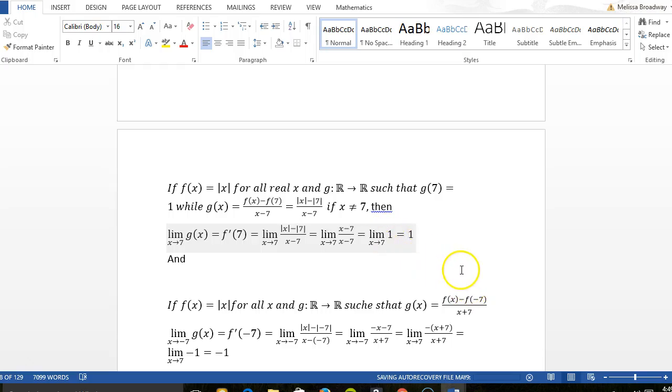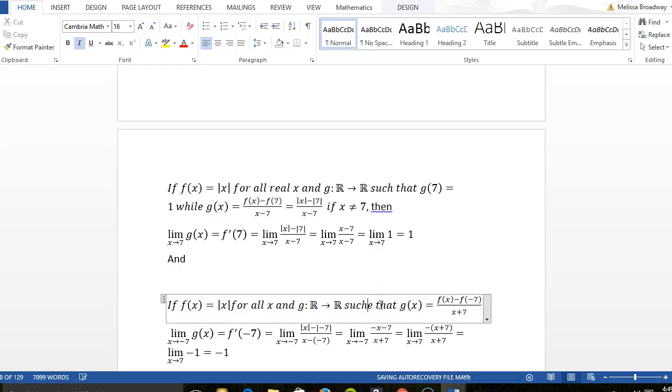We'll just go down here, and this will take care of that. If f of x equals absolute x again for all x, and if g is a function, and my ability to spell went away from me on that one. So if g is a function, now we're going to define g a little bit differently. It's going to be f of x minus f of negative 7 over x minus negative 7, which is x plus 7. I just went ahead and abbreviated that down here.